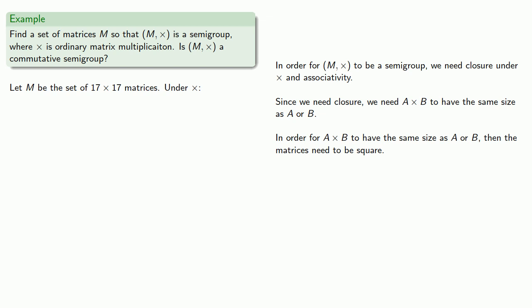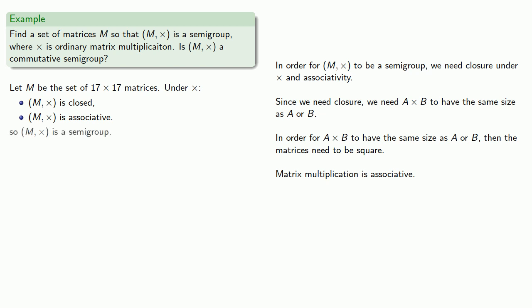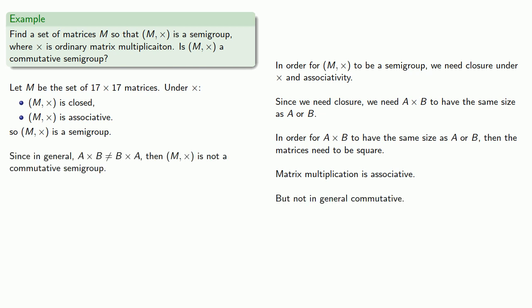Under times, matrix multiplication, M times is definitely closed, and since matrix multiplication is associative, we know that M times is associative. And that fits the requirements for being a semigroup. But remember that in general, matrix multiplication is not commutative. And since, in general, A times B is not B times A, then M times is not a commutative semigroup.